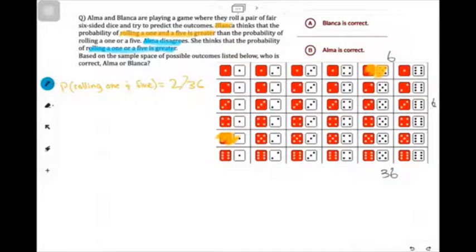Alma disagrees. She thinks that the probability of rolling a 1 or 5 is greater. Probability of rolling 1 or 5 equals. You should count any pair where you can see 1 or you can see 5, as shown in the outcomes listed.